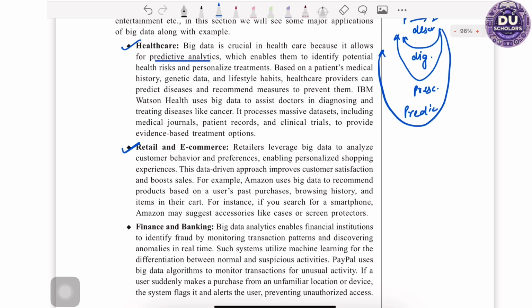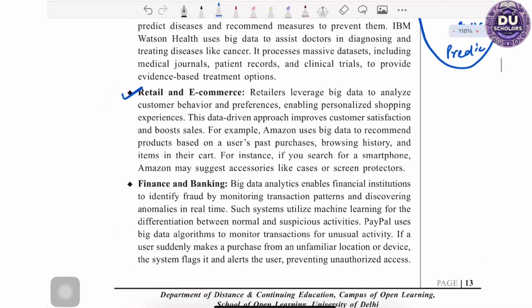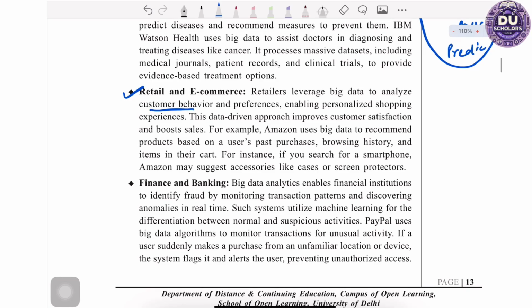Talking about retail and e-commerce, retailers leverage big data to analyze customer behavior and preferences, and enable a personalized shopping experience. As we talked about earlier, Savannah or Urbanic or Myntra or every kind of shopping platform that we use uses our data only to give us personalized shopping experiences, right? This data-driven approach improves customer satisfaction and boosts sales.